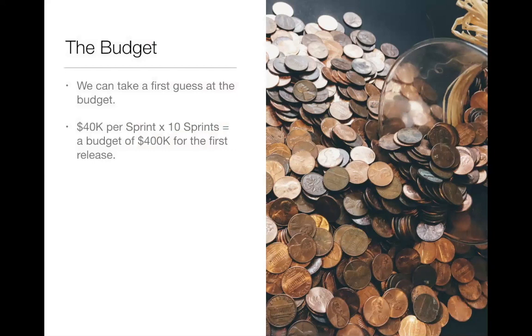Okay, now we can do the budget. We can take our first guess at the budget, you might say. So we find out what the cost per sprint is. In this example, for now, we're going to assume 40,000 per sprint is the total cost per sprint, mainly the people cost, almost the people cost plus some reasonable overheads. In our example, we said 10 sprints. So in a very simple calculation, and there may be some additional things to add, 40K times 10 sprints is a budget for the first release of $400,000.